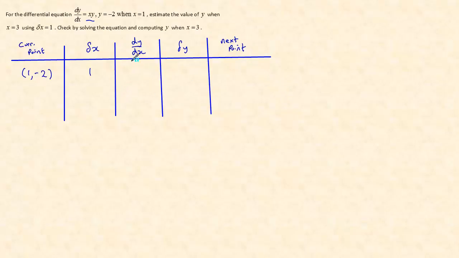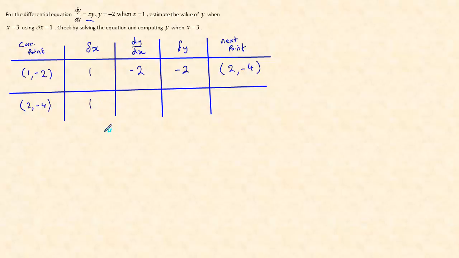So dy/dx is x times y, which in this case will be negative 2. So delta y is these two multiplied together, dy/dx times delta x, so that's going to be negative 2. So our x goes up by 1, and our y goes down by 2. And so that becomes the current point now.